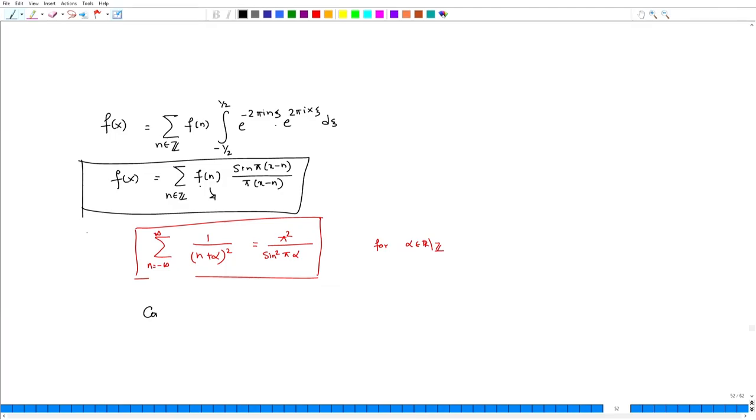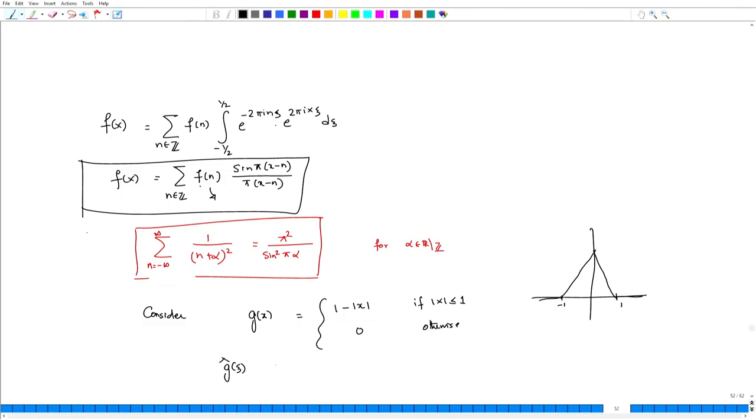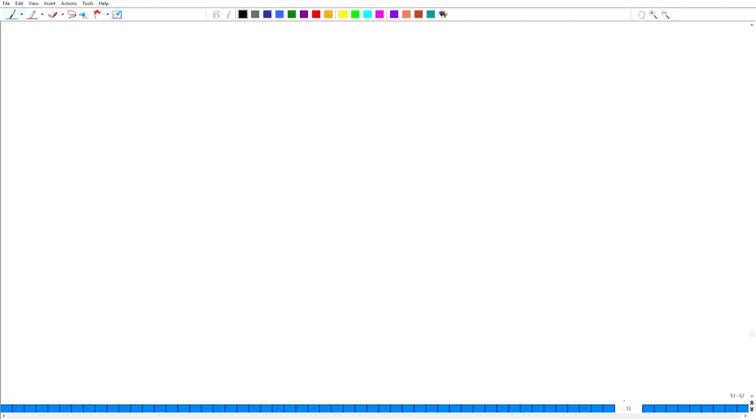Consider g of x equal to 1 minus mod x if mod x is less than or equal to 1, and 0 otherwise. So this is the function, and 0 otherwise. We have computed the Fourier transform of this. Then g hat of xi, we know, is sine squared pi xi by pi squared xi squared. Now let me call this h of xi when xi is not equal to 0. This is what we have seen and calculated several times.